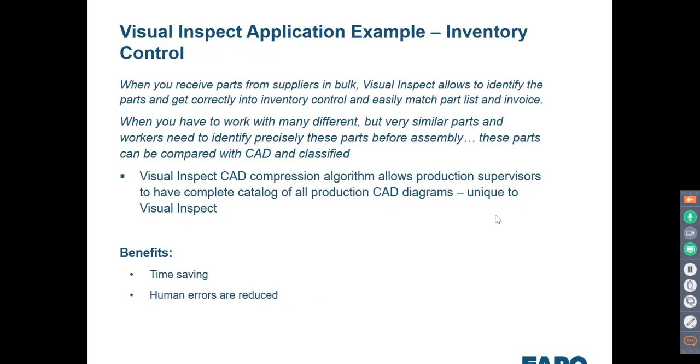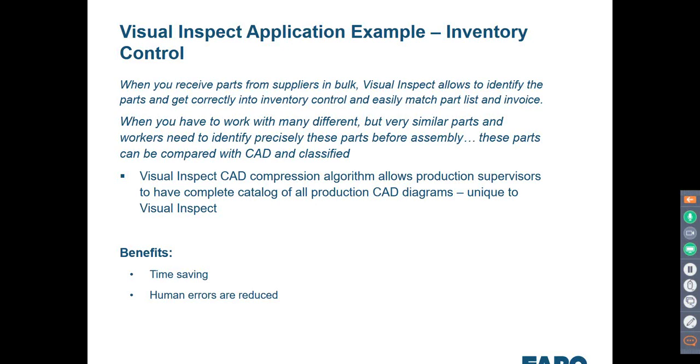Let's talk about inventory control. So you receive from a supplier, you get parts in bulk, and Visual Inspect allows you to identify the parts and correctly put them into inventory, and also match any type of part list or invoice that might be associated with that. You might have quite a few parts, and quite a few parts that are very similar. So one of the mandates for manufacturing, right, is not just to increase rate or throughput, obviously reduce scrap and rework, but also to mitigate or minimize all of the paperwork, the blueprints, the documentation.